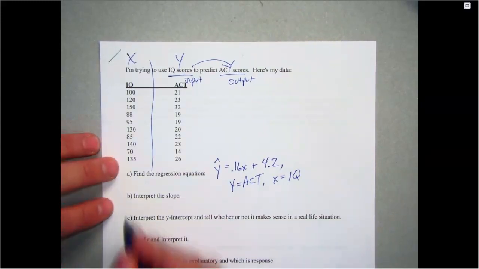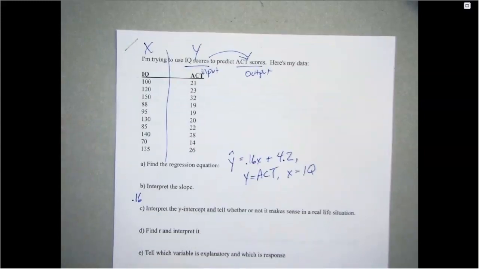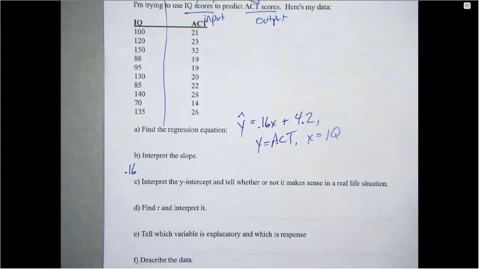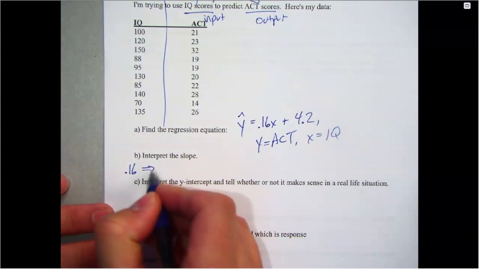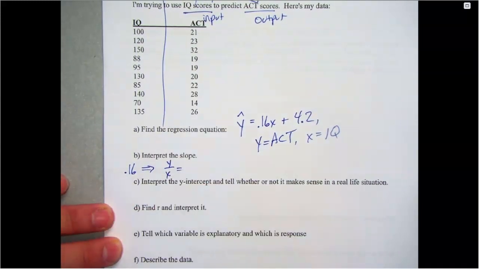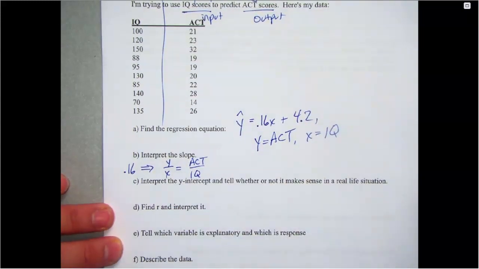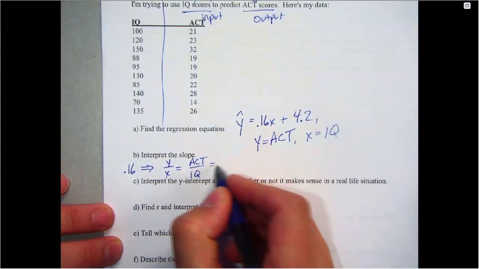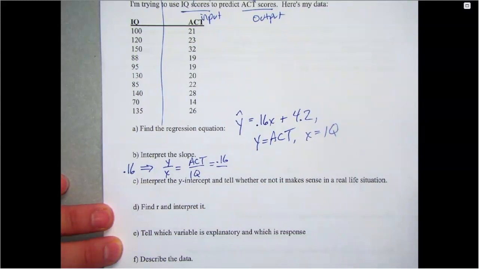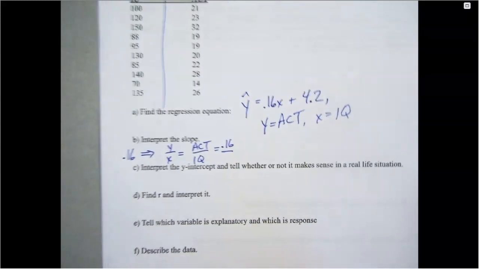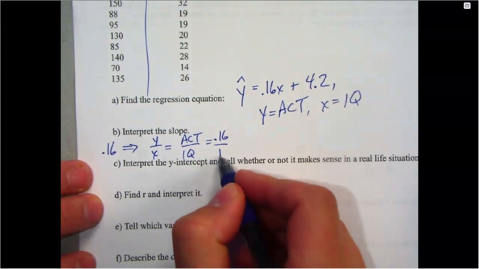So interpret the slope. The slope is 0.16. This is on that big notepad that you took, but we were flying through stuff and there's a lot of info, so I don't expect you to remember it, but you're going to have to for the test. So remember that slope is y over x. And in this situation, that would be ACT over IQ. Right? And our slope is 0.16. But I want it to be a fraction, so I want something at the bottom, so I'm going to put a 1 there.